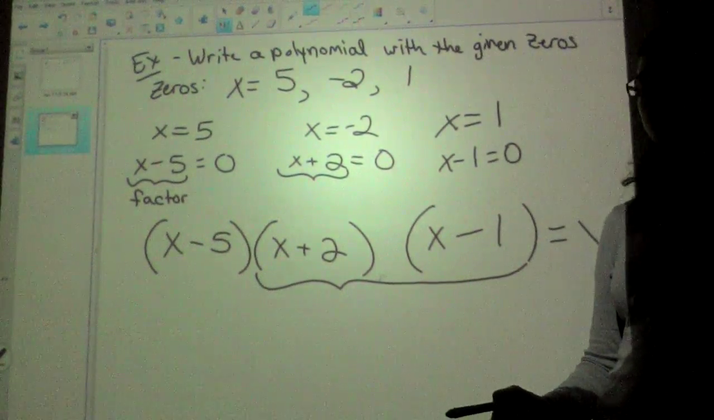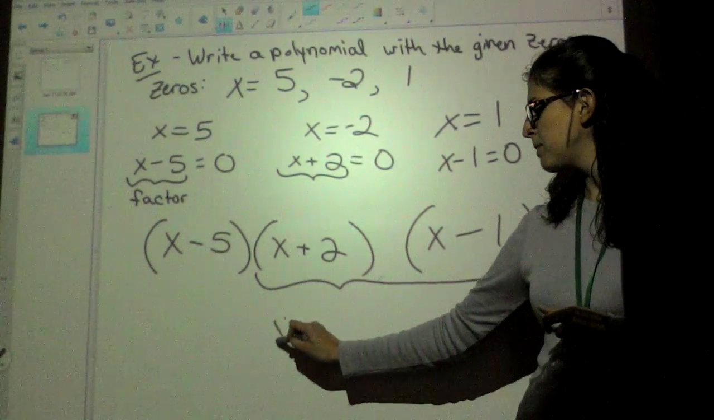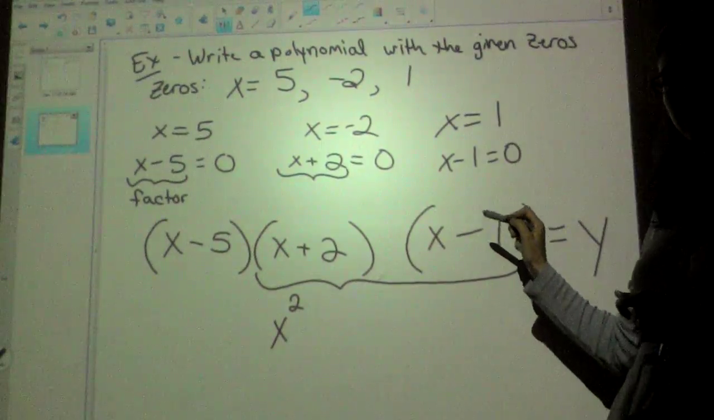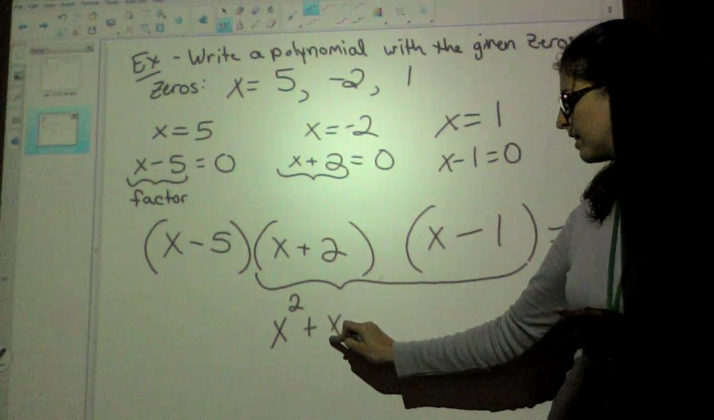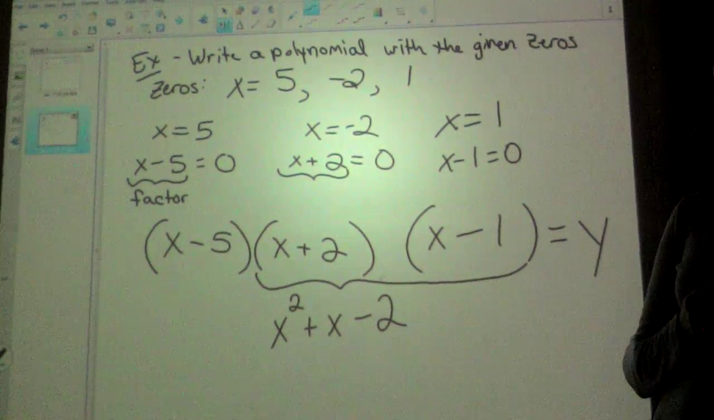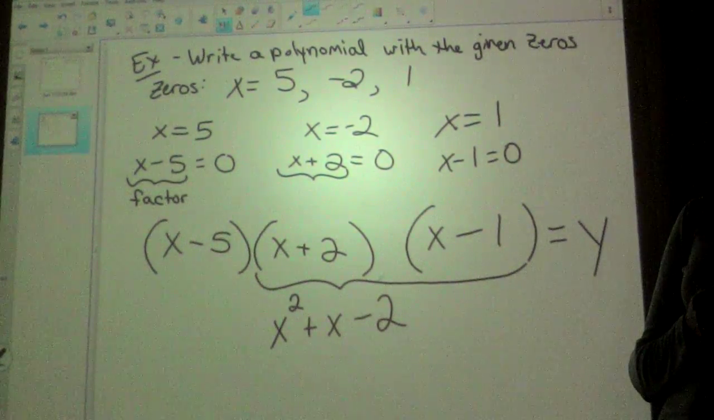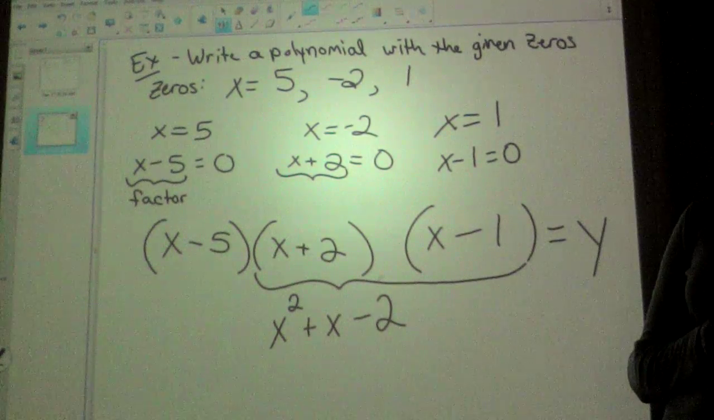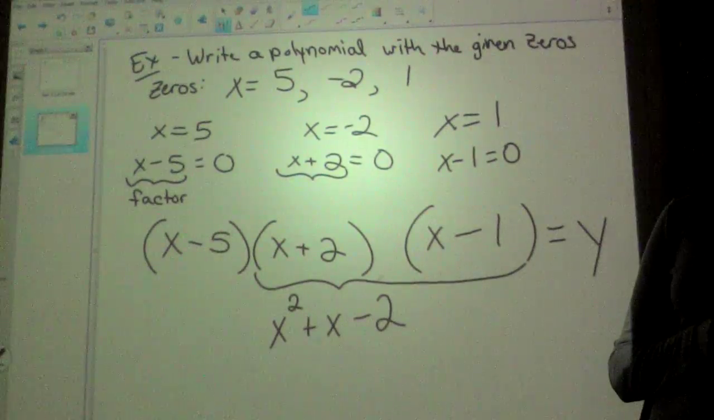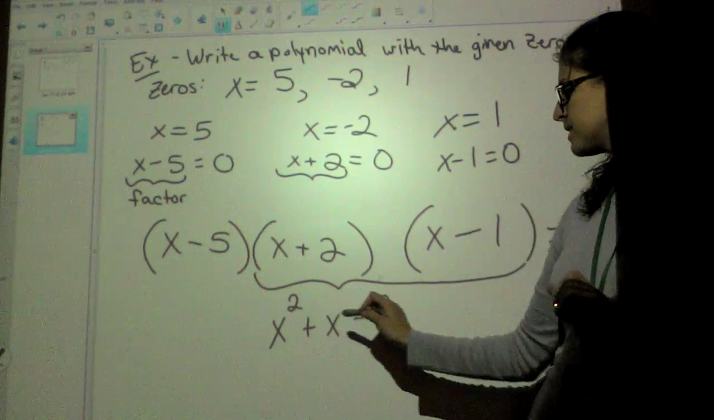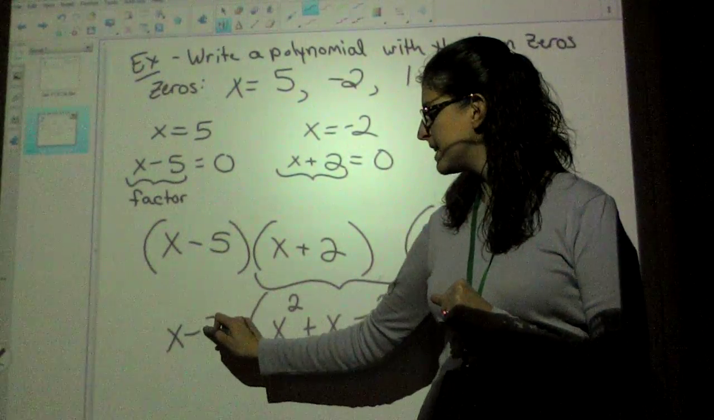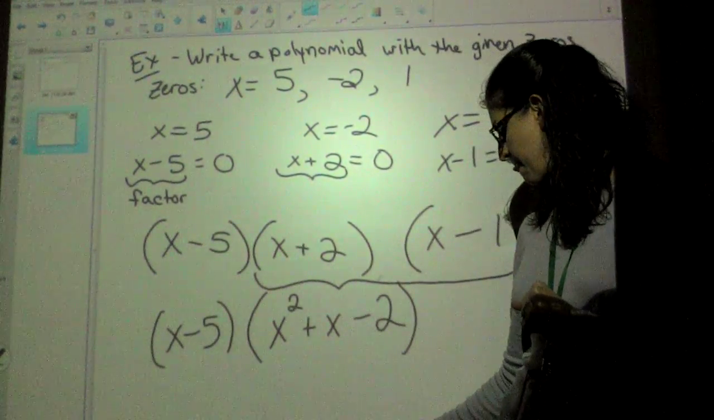Let's multiply those two together first. Okay, so x plus 2 times x minus 1 is going to be x squared plus x, right, inners and outers combined, minus 2 if I've simplified. That makes sense? Thumbs up or thumbs down? Got it? Those two multiply to be x squared plus x minus 2. That thing needs to multiply by x minus 5. Okay?